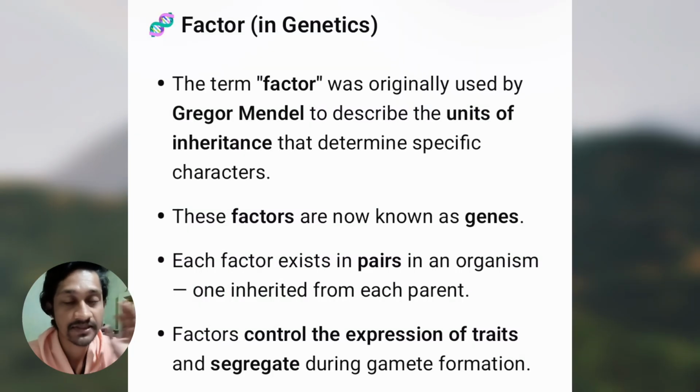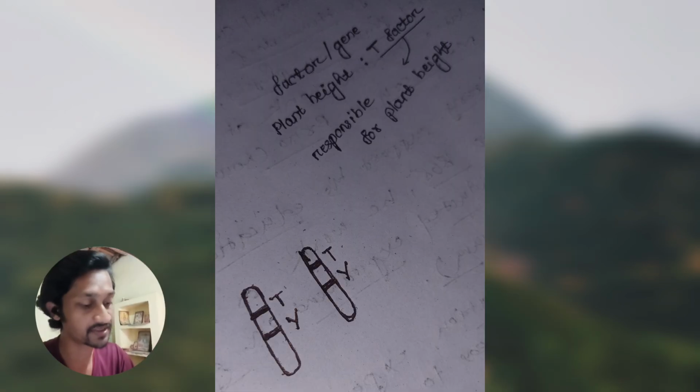Then another term is gene. But in Mendelian genetics, the alternative term used for gene is factor. What is factor? Factor is actually responsible for a character. Factor or gene. For example, plant height. In plant height, the T factor or T gene is responsible for the plant height.